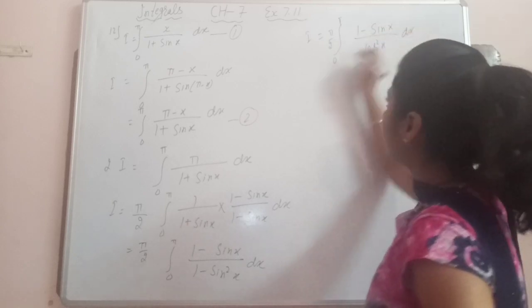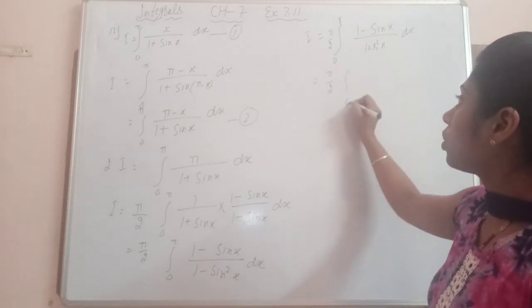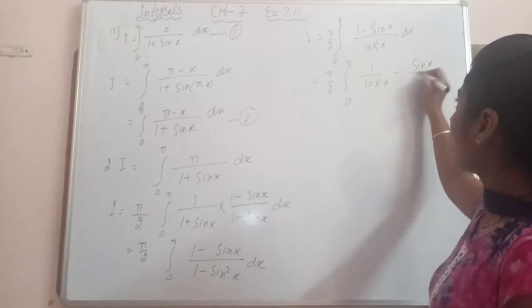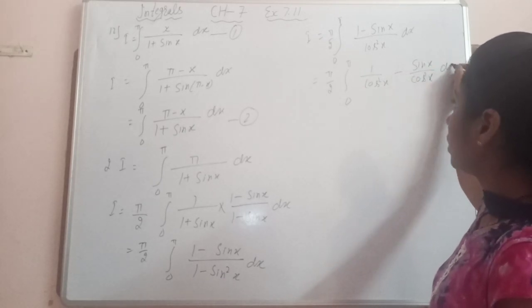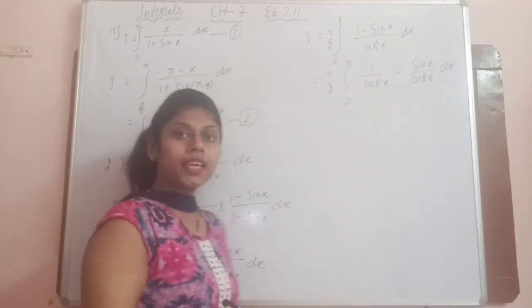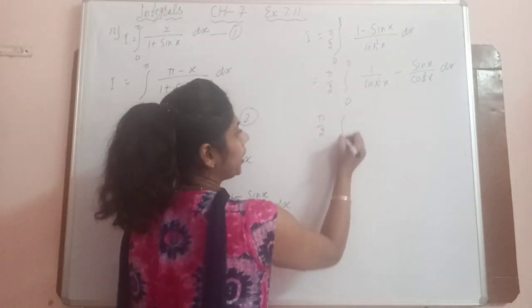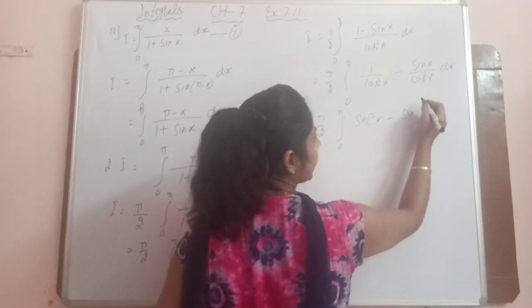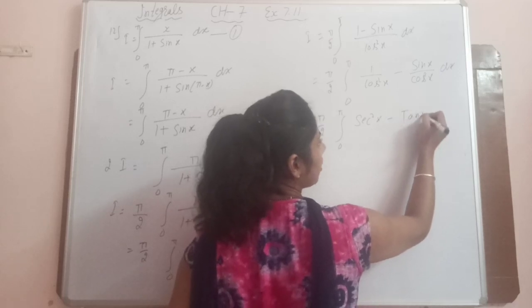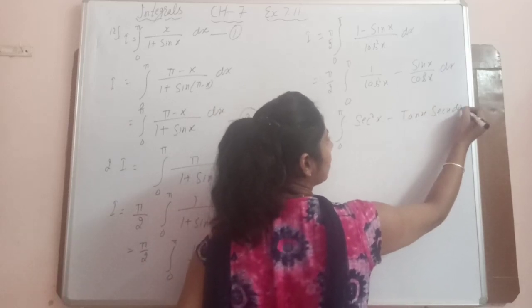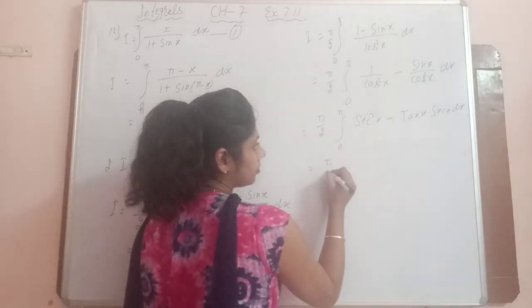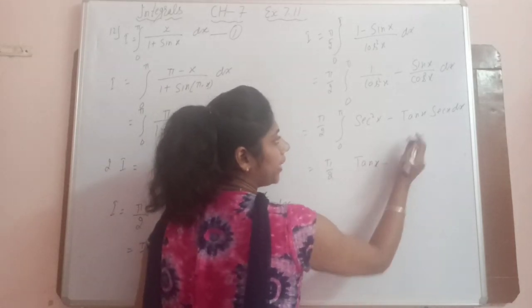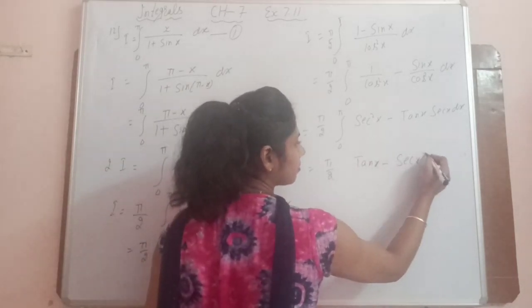Now separate the denominator: pi by 2, integral 0 to pi, 1 upon cos square x minus sin x upon cos square x. Now 1 upon cos square x is secant square x. So pi by 2 integration 0 to pi, secant square x, and sin x upon cos x is tan x, 1 upon cos x is secant x. Now take the integration. Integration of secant square x is tan x, and integration of this term is secant x.